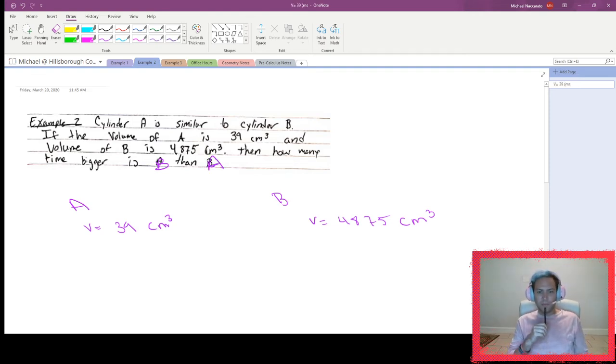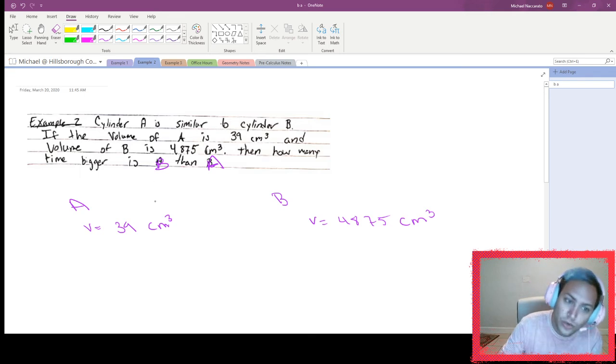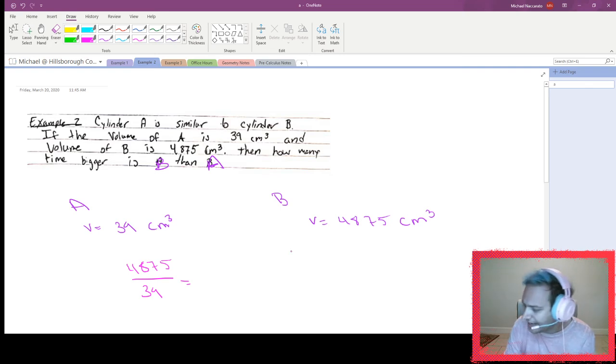So we need to figure out how many times bigger B is than A. Without having any way to go backwards on this, you can't easily find the length of the size. But now that we know what the ratio is, we know volumes are cubed to each other, right? So what I'm going to do is compare these two. I'm going to take the bigger one and say, how many times bigger is the volume of B to the volume of A? So I could easily do that. Take 4,875 and divide it by 39, and I get 125. So what that means to me is that if I take the volume of A and multiply it by 125, I'll get the volume of B. So B is 125 times bigger in its volume than A.